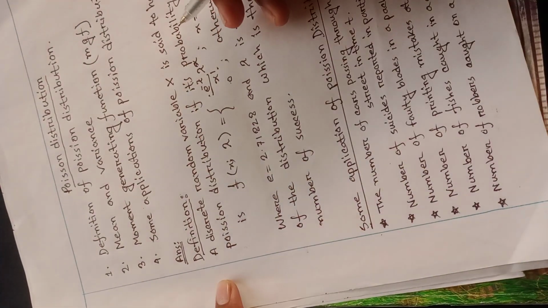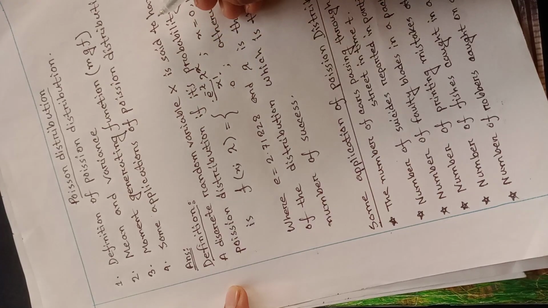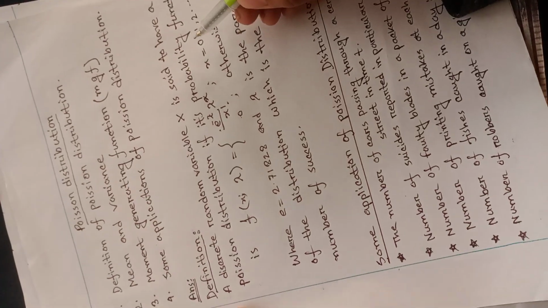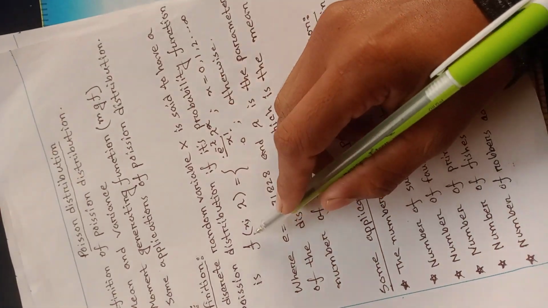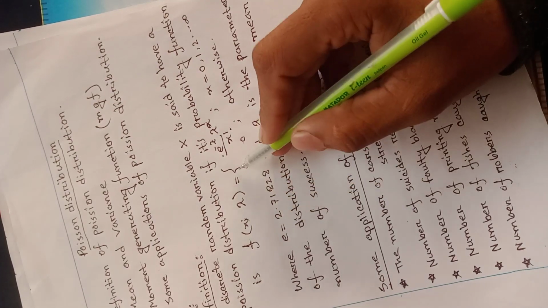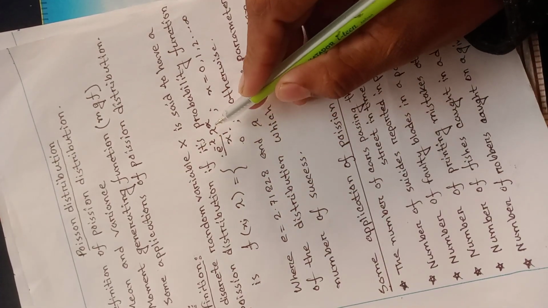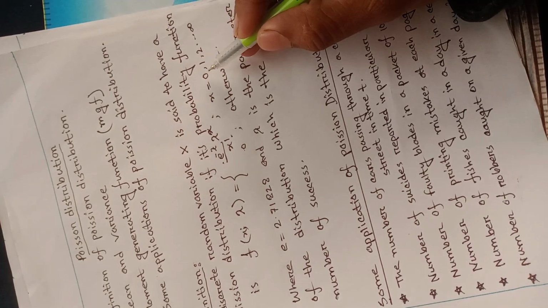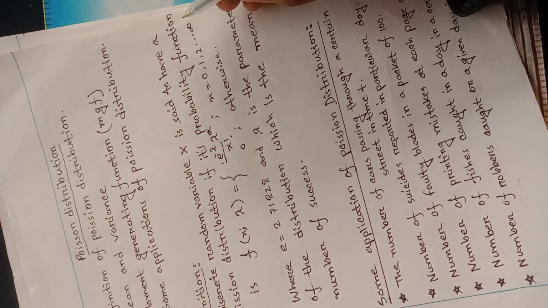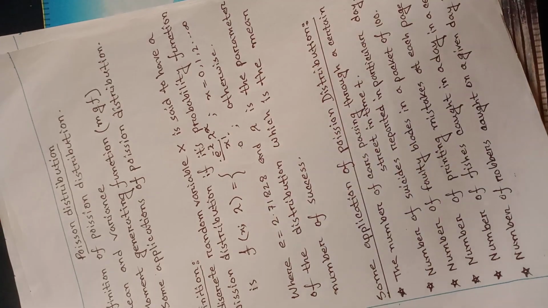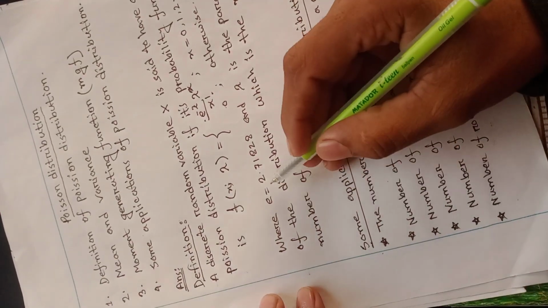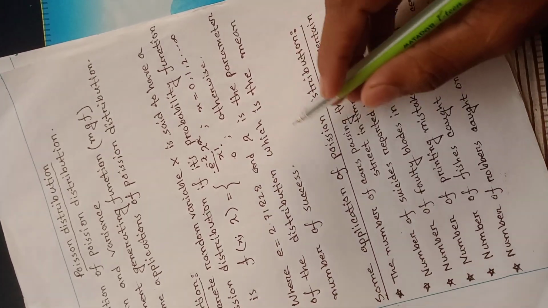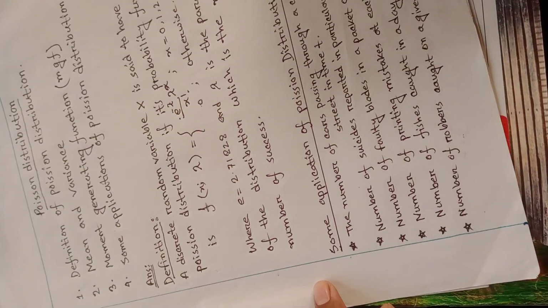Here is the definition. A discrete random variable x is said to have a Poisson distribution if its probability function is f of x, lambda equals e to the power minus lambda, lambda to the power x by x factorial, where x equals 0, 1, 2 to infinity, and it will be 0 otherwise, where the value of e equals 2.71828 and lambda is the parameter of the distribution, which is the mean number of successes.